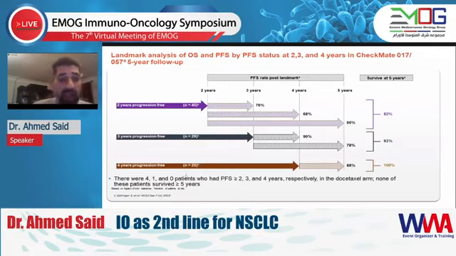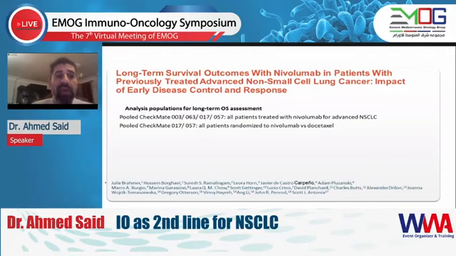For the docetaxel arm, you can see that 4 and 1 patients had PFS of 2 and 3 years, but none of them survived beyond or equal to 5 years in this pooled analysis. So, long-term survival outcome with nivolumab in patients with previously treated advanced non-small cell lung cancer, and the improvement of early disease control and response. We have many pooled analyses: the pooled analysis of all patients treated with nivolumab for advanced non-small cell lung cancer in the 2nd line, and the pooled analysis of CheckMate 017 and 057 for all patients randomized to nivolumab versus docetaxel.